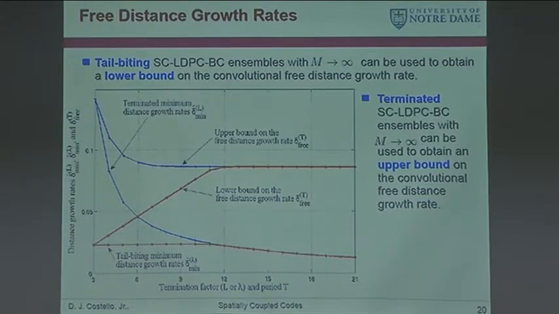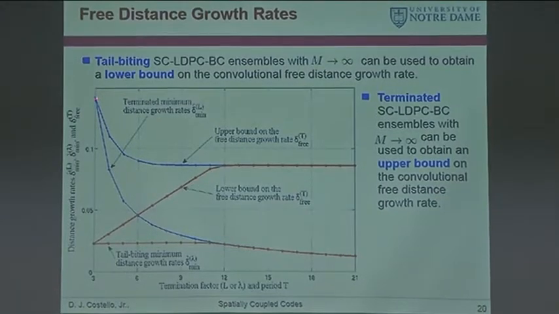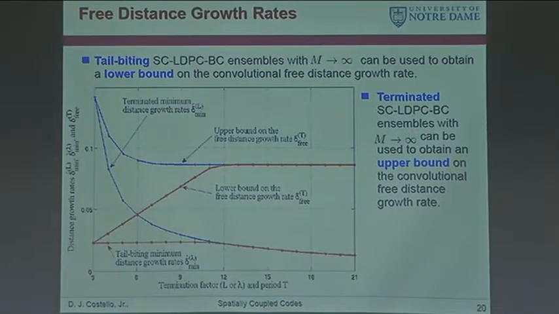Now, if you look at the terminated ensemble, not the tail-biting ensemble, and again, these are all asymptotic results, the lifting factor goes to infinity. So the terminated ensemble, without the tail biting, can be used in the same way to get an upper bound. So this is the bound on the minimum distance of the terminated ensemble, again, using the standard approach with weight enumerators of protographs. And then that can be used to upper bound the free distance growth rate of the associated convolutional ensemble, which is not terminated. And that gives this upper bound.